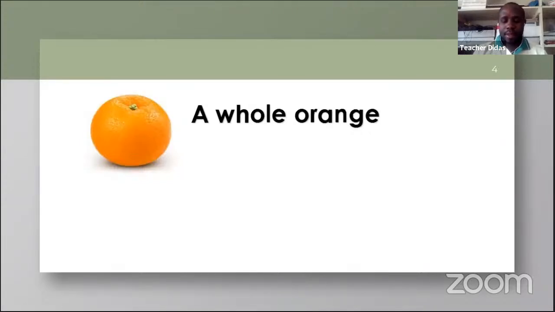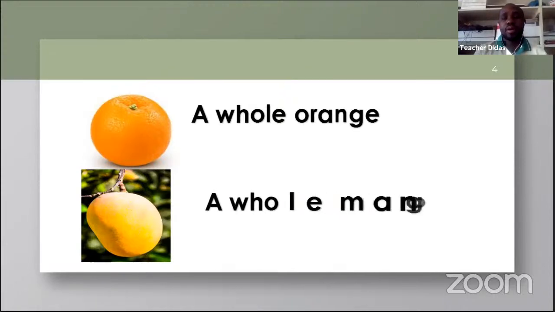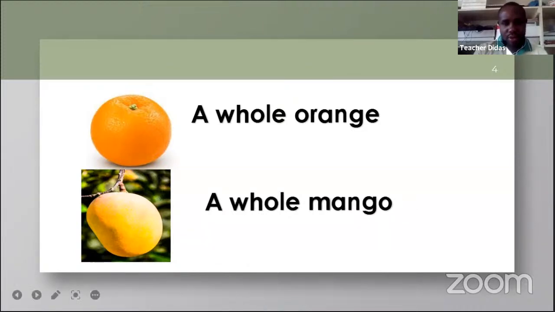So class, let's move on and we also look at this one. This one was a whole what? This one is a whole mango. Are you together? Yes. Okay. Let's look here. Christian Matos has said me. Christian has an apple and is going to cut the apple for us. Let me begin with Christian.